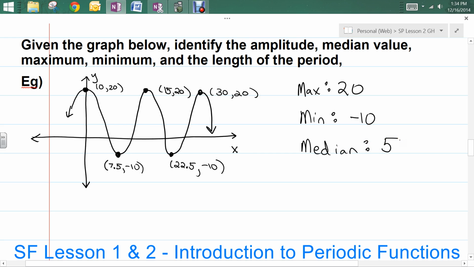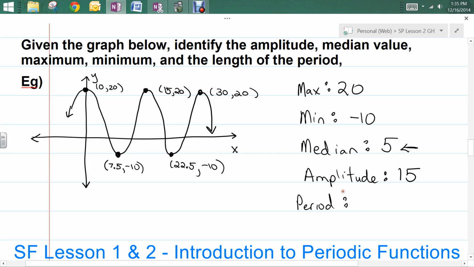From there I start talking about my amplitude. My amplitude is the distance from the median to the top or the median to the bottom. If the median is 5, it's 15 up to the max, or it's 15 down to the min. The amplitude is 15. From there, then we looked at the period.